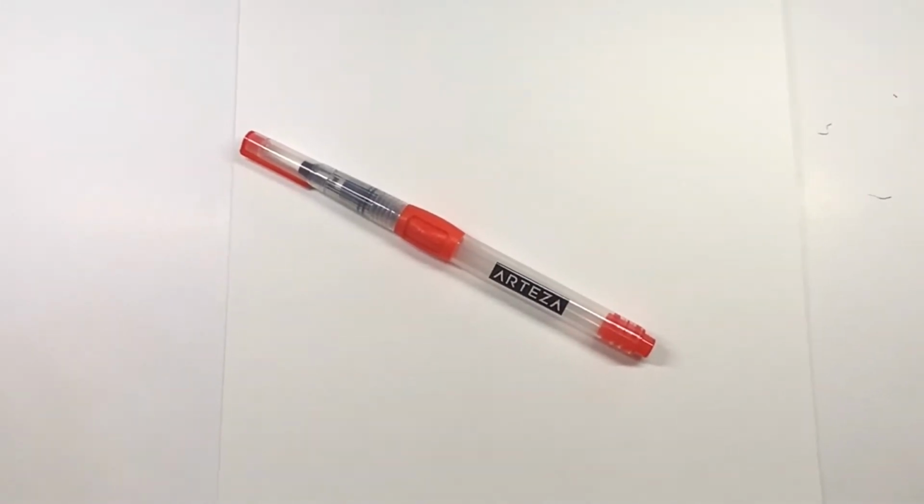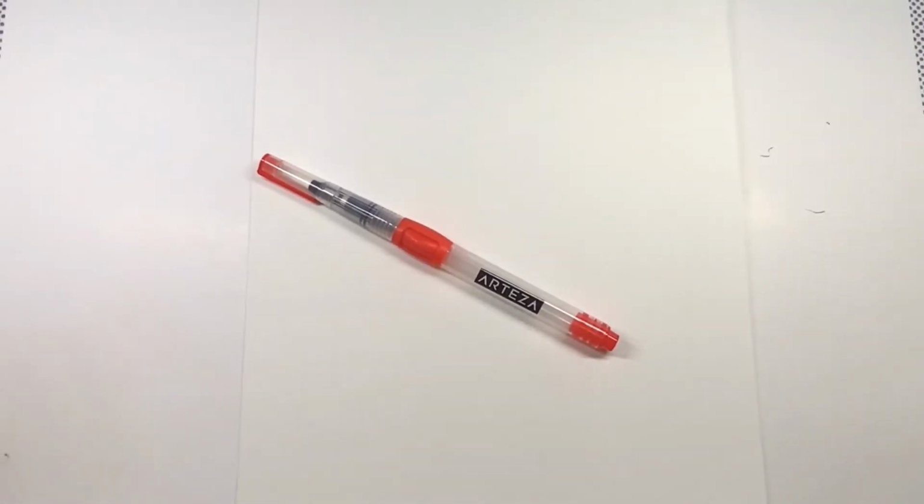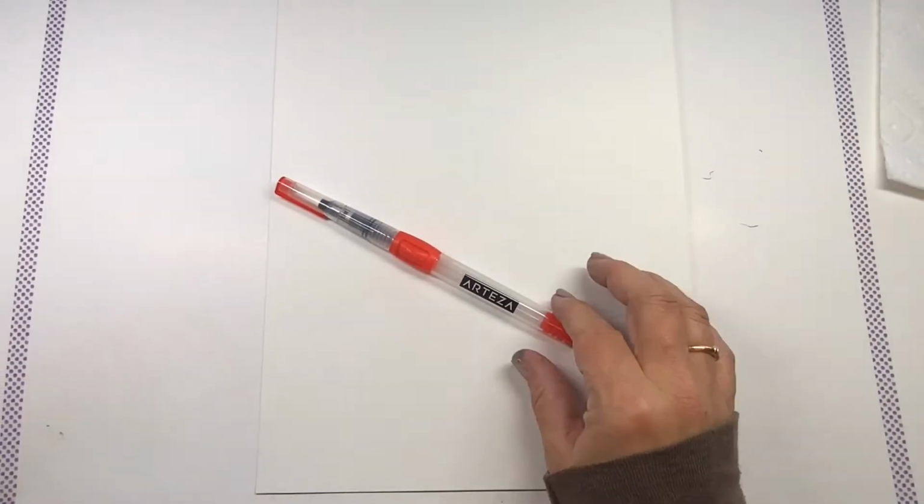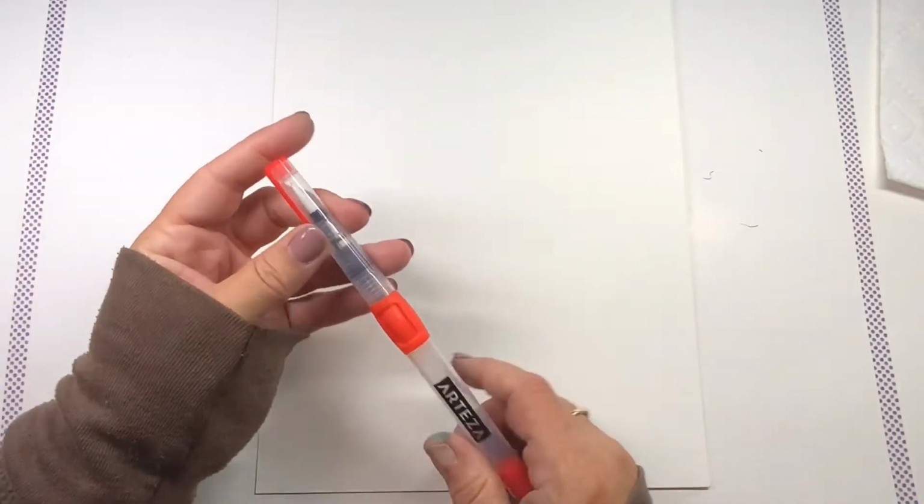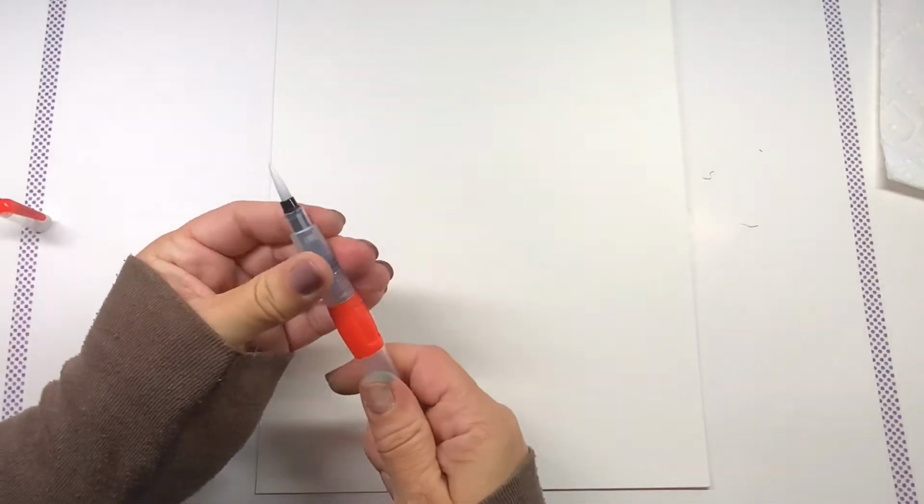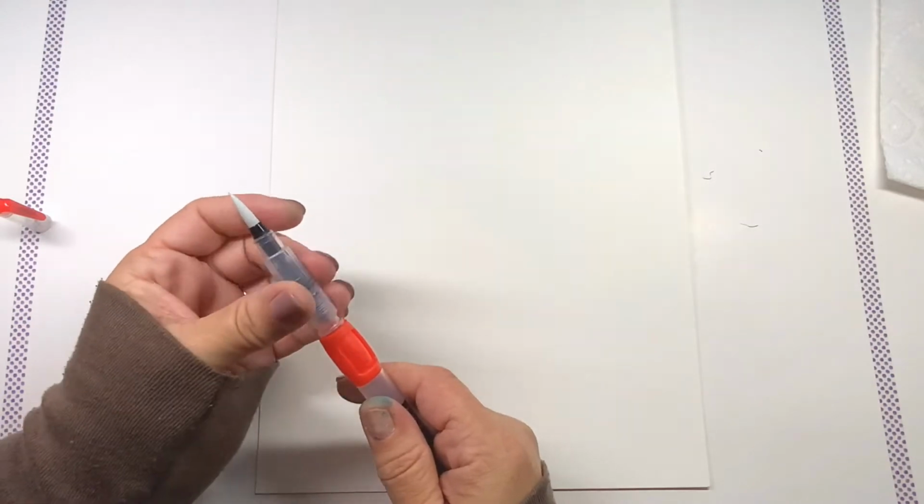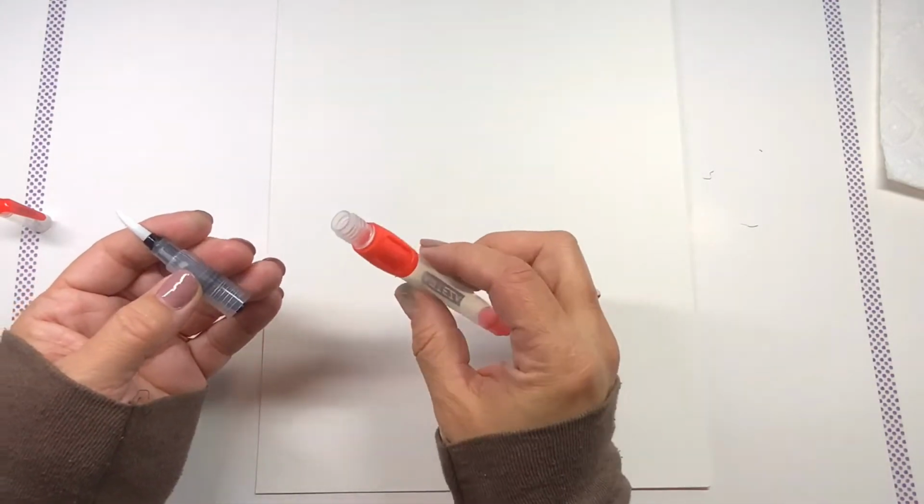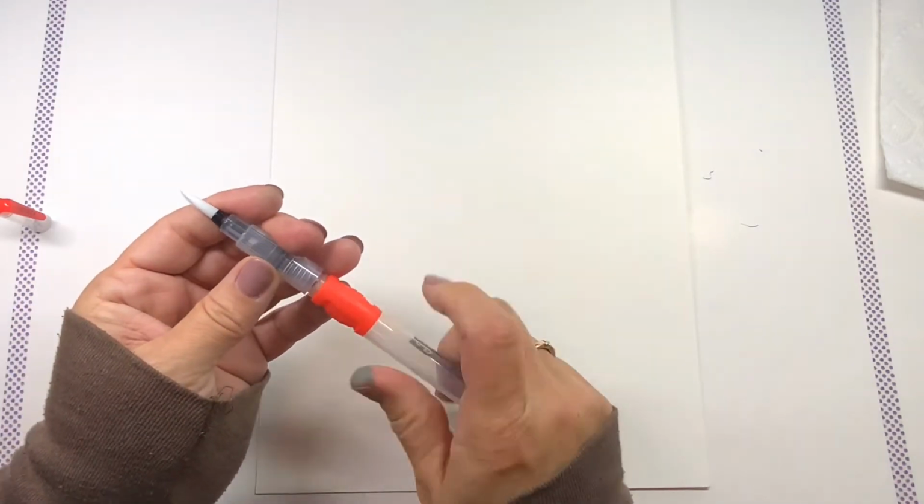Y'all, I am here to show you how to use your Arteza, I'm not sure how you pronounce that, water pen. If you have never used a water pen, it's very simple. You remove the cap and then you can unscrew the tip and fill this part with water just from your faucet and screw it back on.